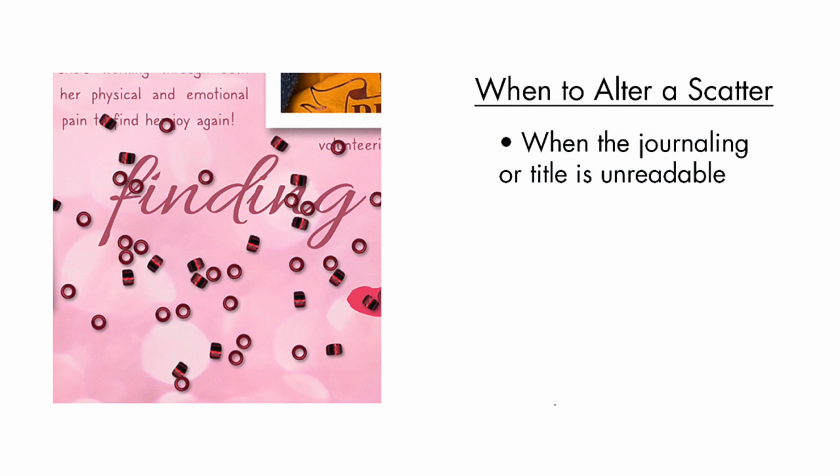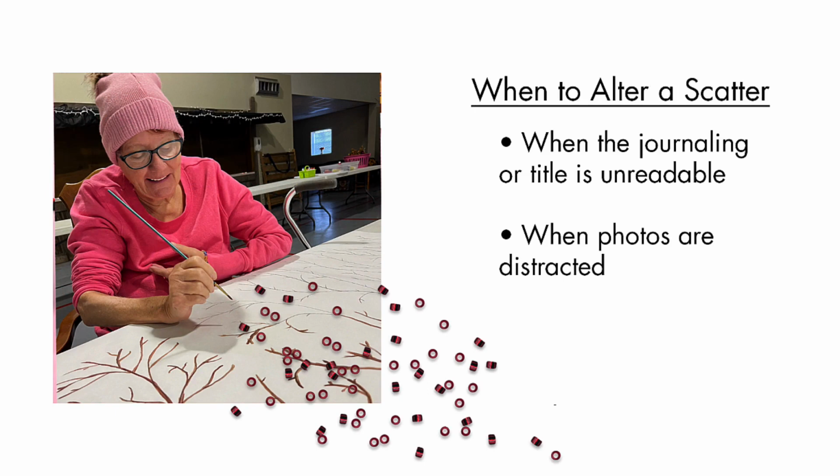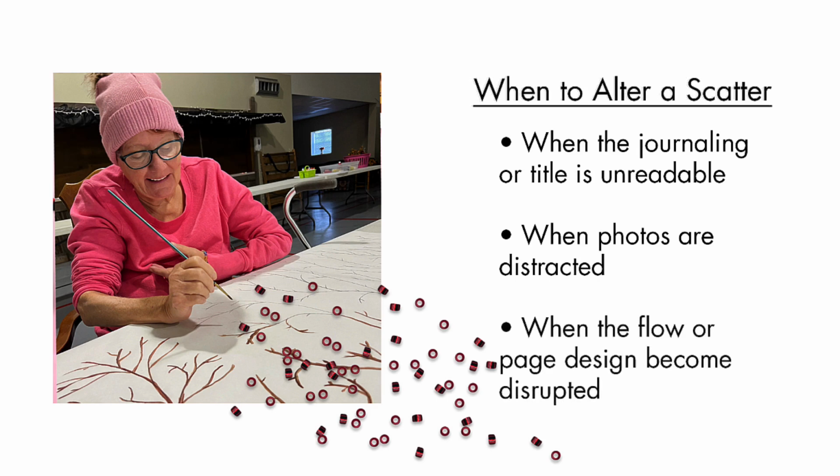You may have noticed that when you add a scatter element to your page, some of the pieces often cover bits of your journaling or your title, making them hard to read. There are times when a precisely placed element helps to disguise an unwanted portion of a picture. However, any time the pieces of a scatter cover a portion of the photo in a way that just looks funny, it would make sense to alter it. Misplaced scatters confuse our brains and disrupt the flow and design of our pages. When this happens, the scatter should be altered.